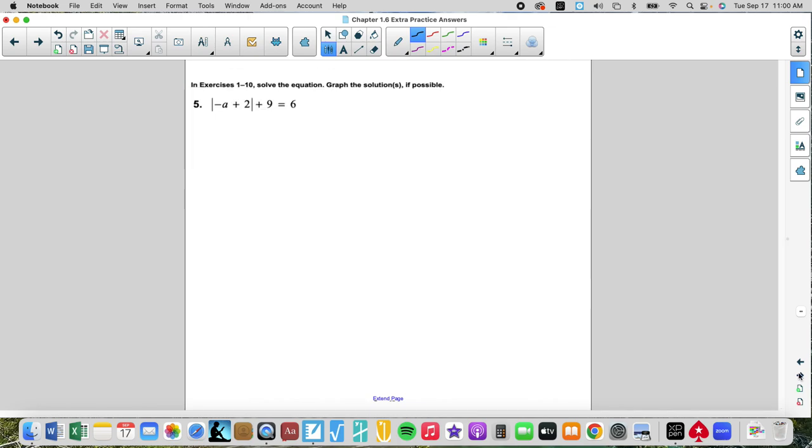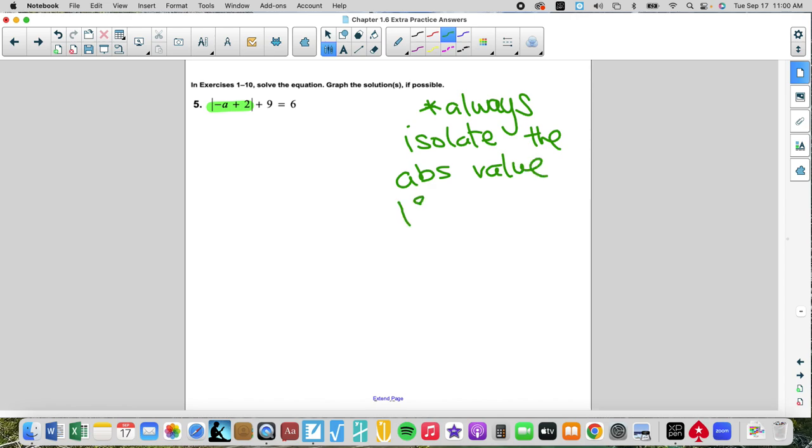Now, notice this time there's things not only happening inside the absolute value, but outside of the absolute value. We must simplify, we must always isolate the absolute value first. So I got to get rid of that 9. I'm going to subtract 9 from both sides. That gives me the absolute value of -a plus 2 equals -3.